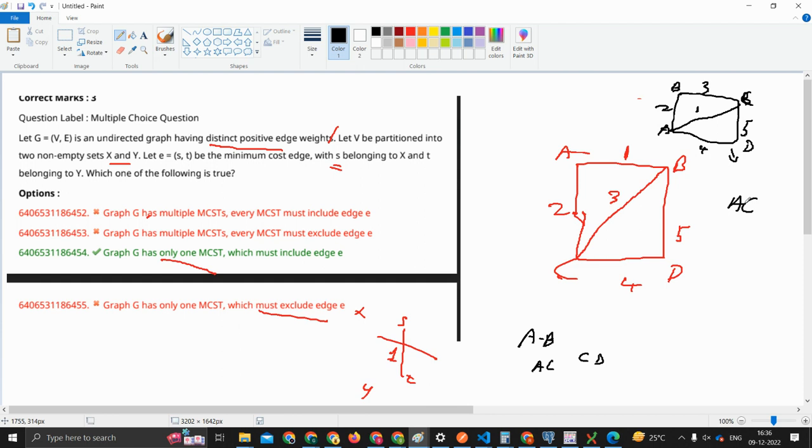And the other thing is, of course, distinct positive edge weights. That says there will be only one MCST. So that is this. Right. Okay. Sure. Thank you so much.